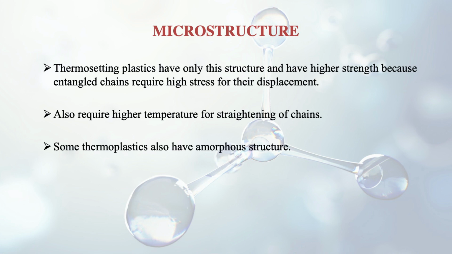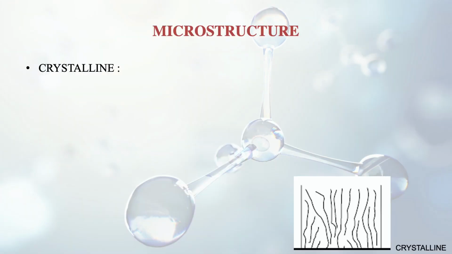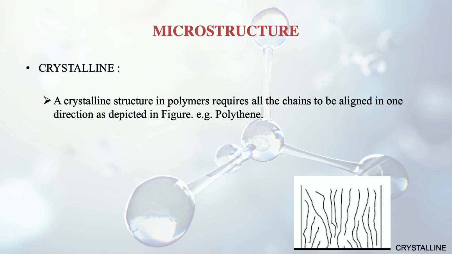Some thermoplastics, which are considered weaker, also have an amorphous structure. So thermosetting obviously has an amorphous structure, but some thermoplastics also have an amorphous structure. Then after the amorphous structure, we have the crystalline type. Crystalline, see how straight the fibers are. In the material, they are almost parallel to each other. You can see the structure in the polymers, they consist of chains which are aligned in one direction. You can see in the figure, it's quite clear.